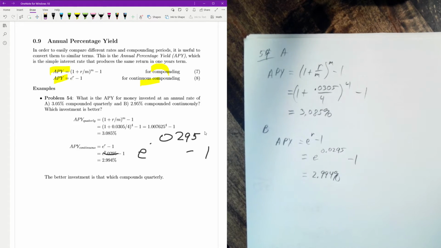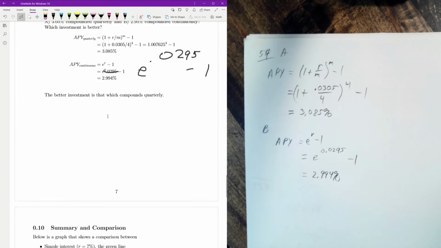Now we can just do a straight comparison of these two numbers because they're in similar terms. So the quarterly compounding gives us an annual percentage yield of 3 plus a little bit percent, and the continuous compounding gives us a little bit less than 3%. So the better investment is that which gives us a higher rate of return, which in this case is the quarterly compounding. So let's take a summary of what we've done so far.